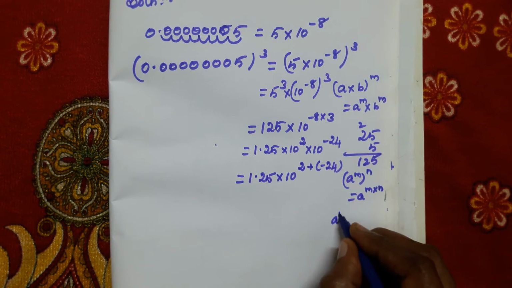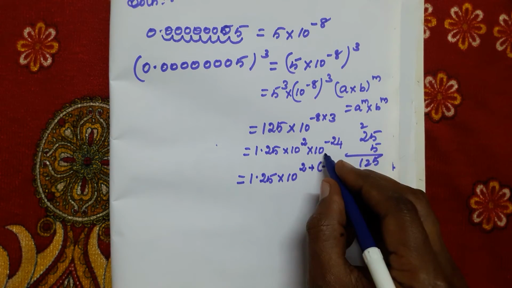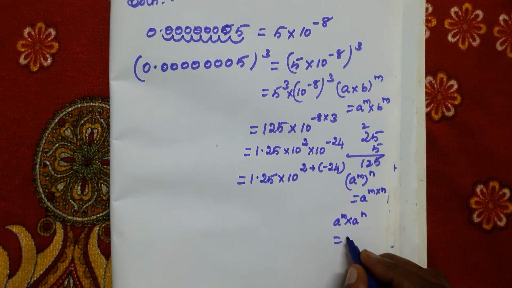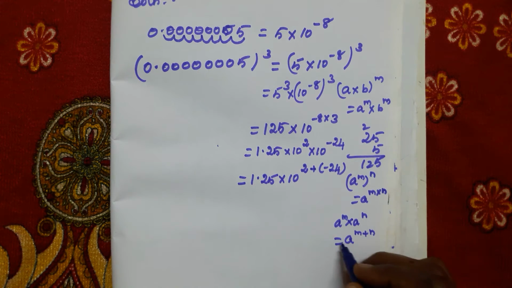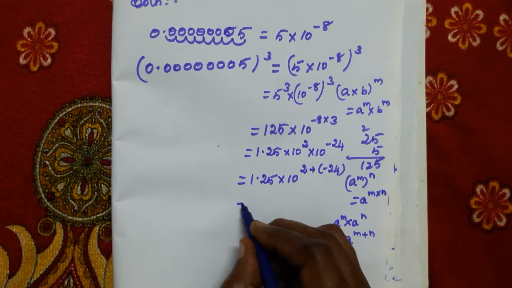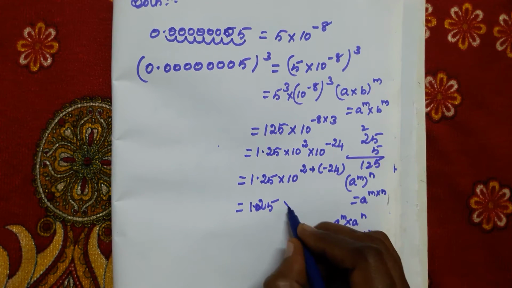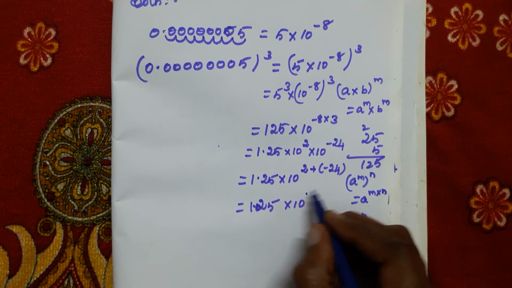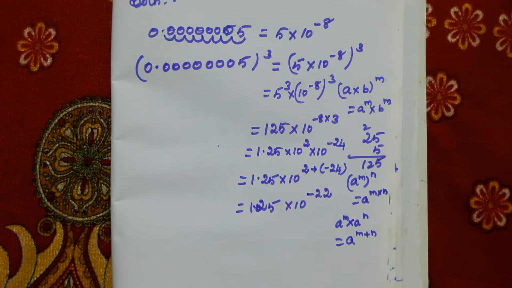a^m into a^n: the base is the same and the power is different, so it is equal to a^(m+n). When we use this property, we get 10 power 2 plus minus 24, which is 1.25 into 10 power 2 minus 24, meaning minus 22. 1.25 into 10 power minus 22 is the answer.